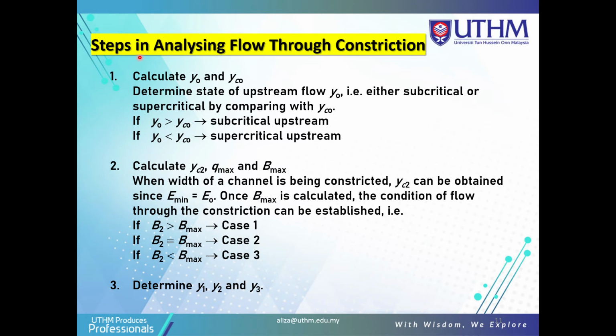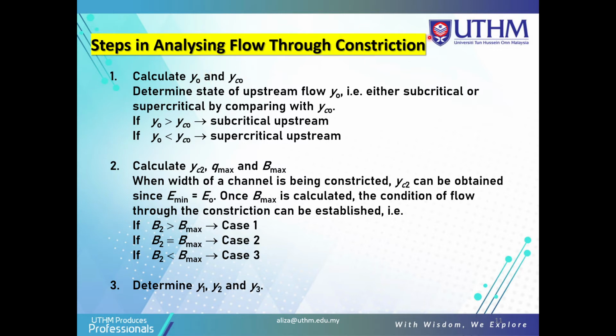Now the steps in analyzing flow through constriction. So this is step by step, also the same as the steps in the broad crested weir. So now we have the steps in constriction. Okay, so calculate Y naught and YC naught here. So you must calculate Y naught and YC naught. In the broad crested weir, you must find Y naught and also YC.